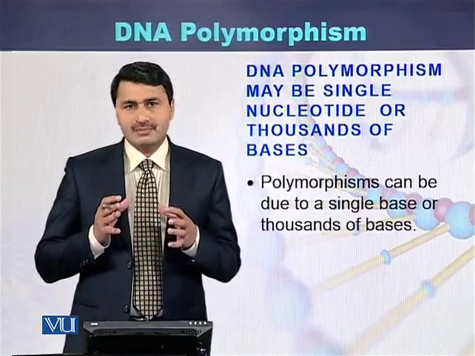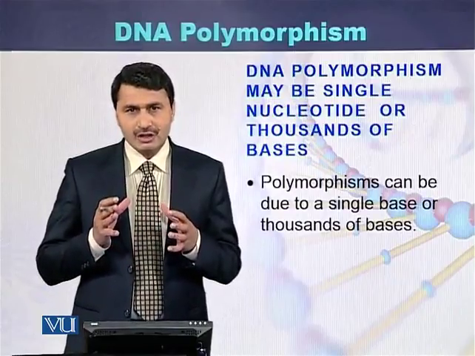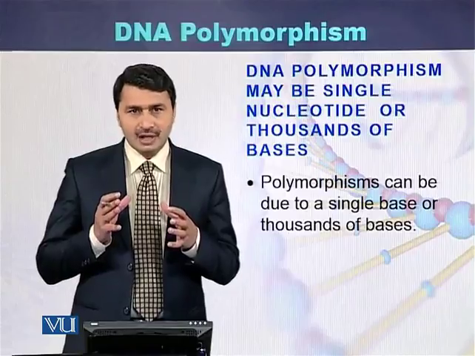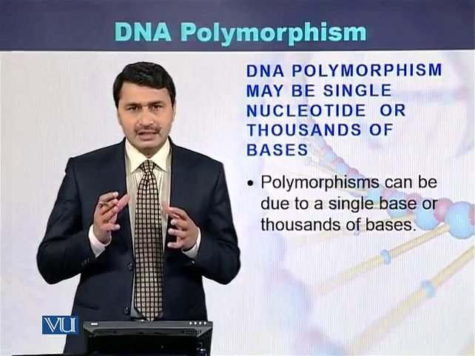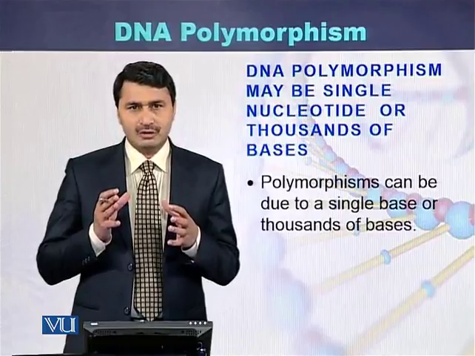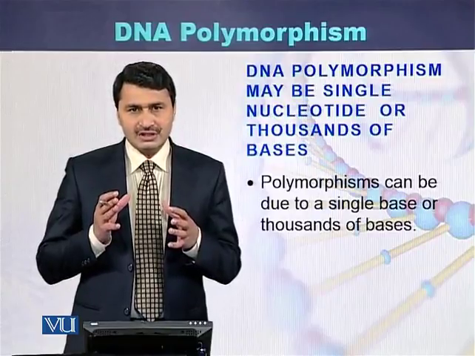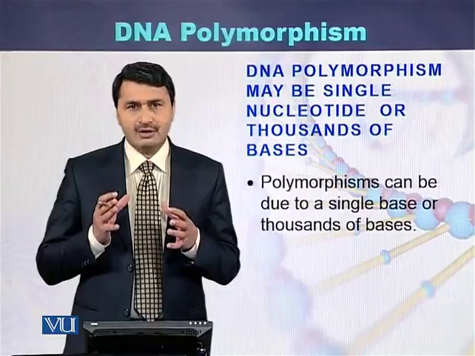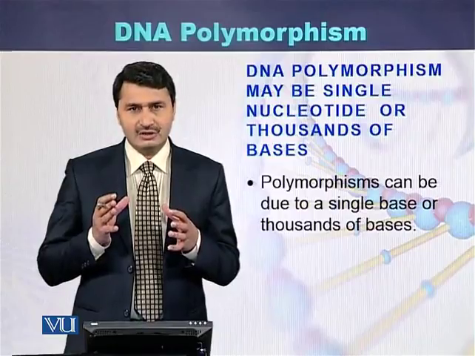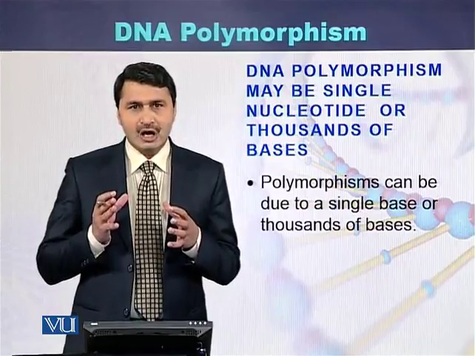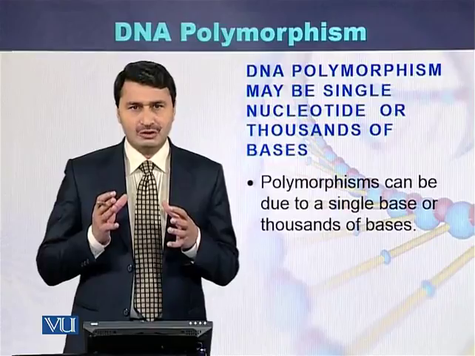DNA polymorphism can be of a single nucleotide, and it can be of thousands of nucleotides. If we take the example of single nucleotide polymorphism, it is variation at just one point of the DNA, while in case of VNTR, that can be a variation of more than 8 or less than 50 nucleotides.